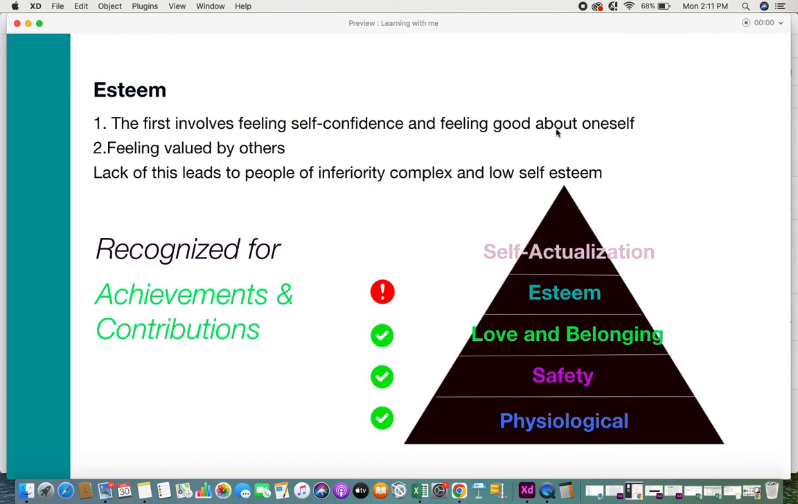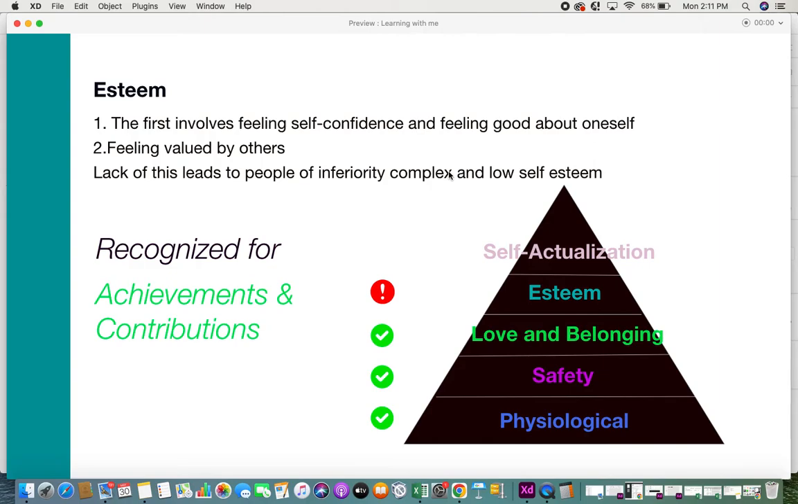There are certain people who have a mindset that they have high self esteem, that people do like them, but sometimes the reality is their perception might be wrong. So it's always a two way. You should feel good about yourself, and to validate that, people also should feel the same about you. They should also value you. Having a lack of this would definitely lead people to get into an inferiority complex and also low self esteem.